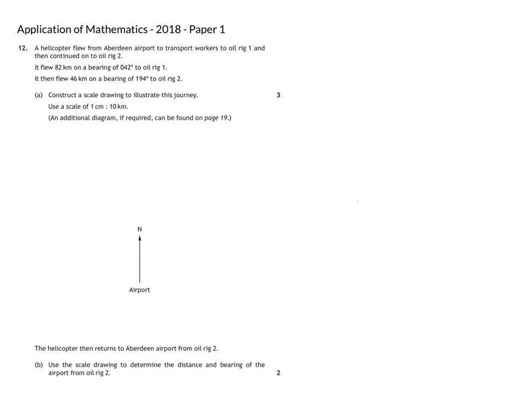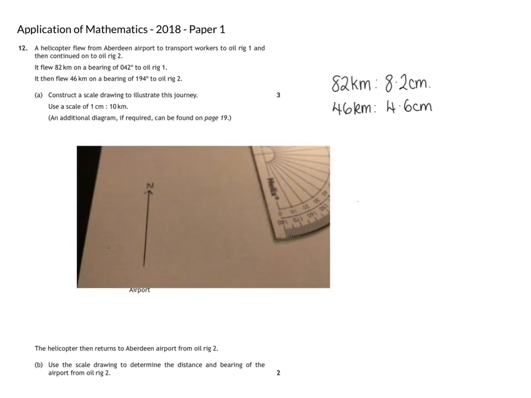But before we can do that, we need to work out our scales. So we know that we have to go 82 kilometres. If we know that 1 centimetre is 10 kilometres, we can just divide it. So on our diagram it's going to have to be 8.2 centimetres. And then 46 kilometres is going to have to be 4.6 centimetres. So here we go.